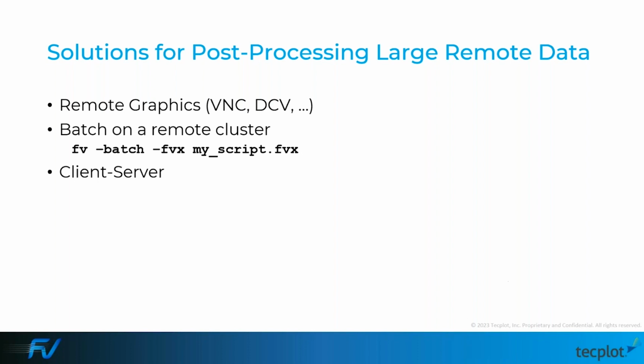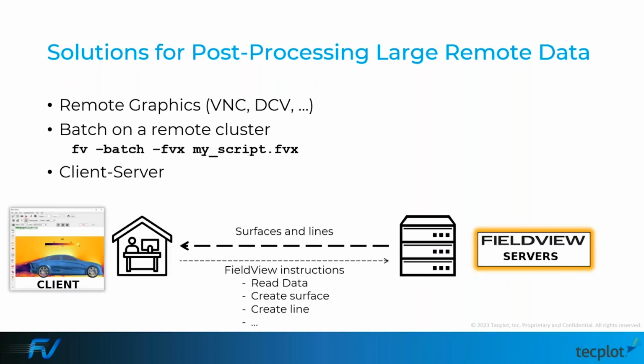And the third option that we are going to spend more time talking about today is what we call client server. To define the conventions, what we mean by the client is the FieldView GUI, the FieldView graphics engine, everything that is running on your local machine. You could be working from home, maybe on your laptop, or on a workstation at the office, and you're accessing a remote machine on which we have FieldView server processes running. It is those processes that are going to do the heavy lifting with your data. It's going to be loading the case, it's going to be creating the surfaces.